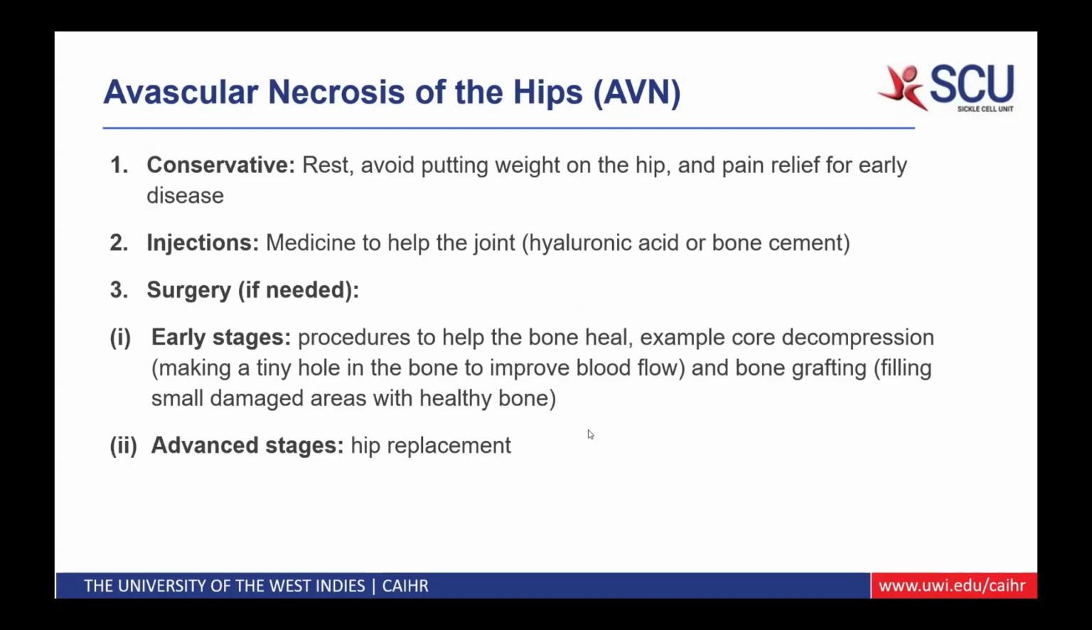In the early stages, we can do things to help the bone heal. So things like core compression, which is basically making a tiny hole in the bone to improve blood flow. At later stages, we can think about bone grafting, which is basically filling small damaged areas with healthy bone. I think in more modern times, we're moving more towards hip replacement as a more immediate option to these other surgeries that I've mentioned.